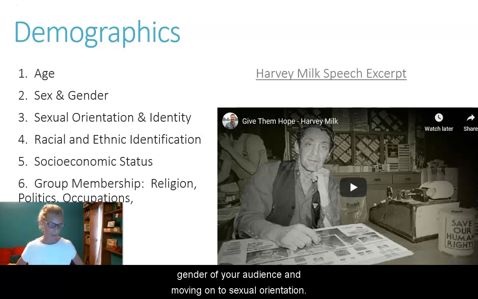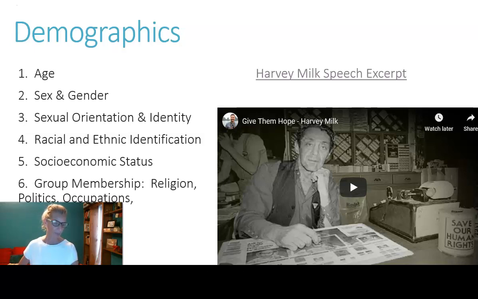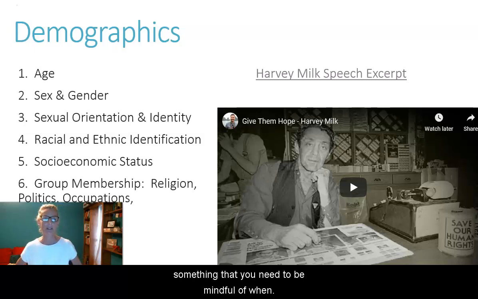And moving on to sexual orientation and identity. So sexual orientation and identity is also something that you need to be mindful of when analyzing your audience and when writing your speech. Because in North America, speakers have a tendency to assume that everyone is heterosexual. And we know that that is not the case. Everyone is not heterosexual. So you need to get that as a speaker and use more inclusive language.